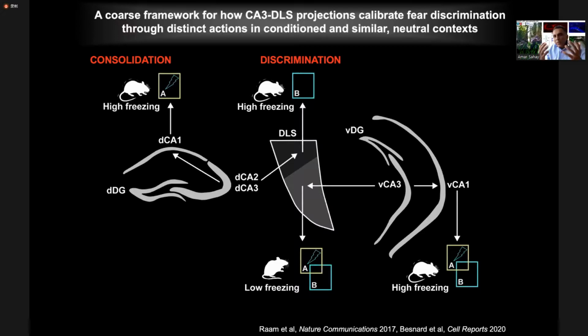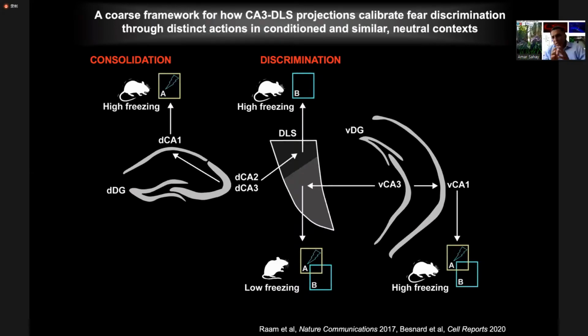Once the animals are able to differentiate context A and context B, and this is after generating a representation of context A through the dorsal CA3-CA1 prefrontal cortex pathway that mediates memory consolidation, then the dorsal CA3 to DLS projection suppresses freezing in the similar neutral context, because the animals now can differentiate the fearful conditioned context A from the similar neutral context B. So CA3 projections to dorsal CA1 and DLS have distinct roles, we think, in consolidation of context A and regulation of freezing levels in the neutral context B to mediate discrimination.